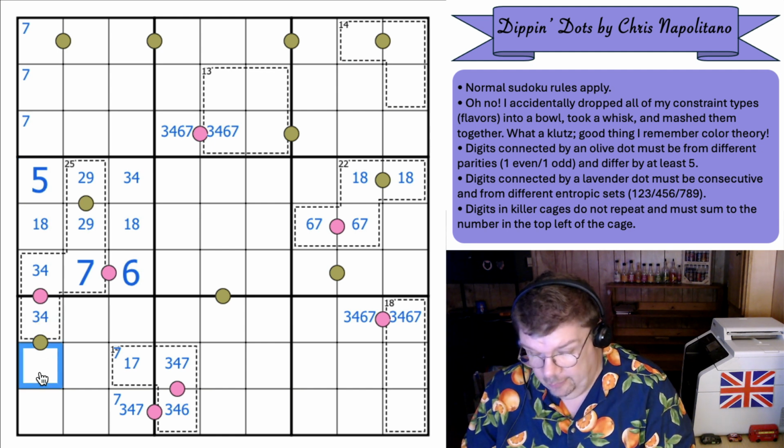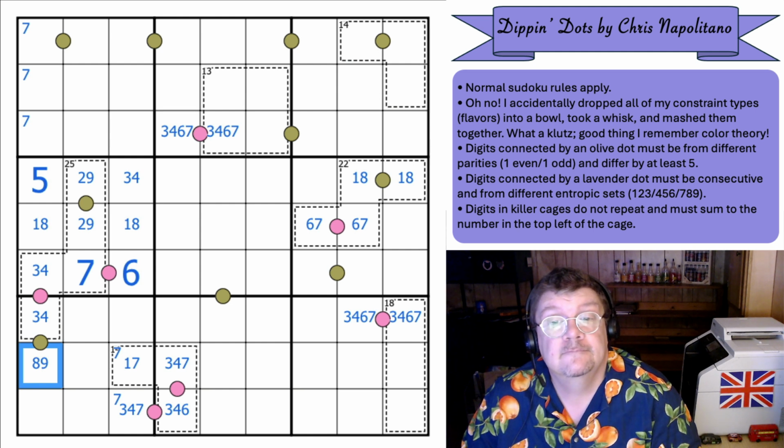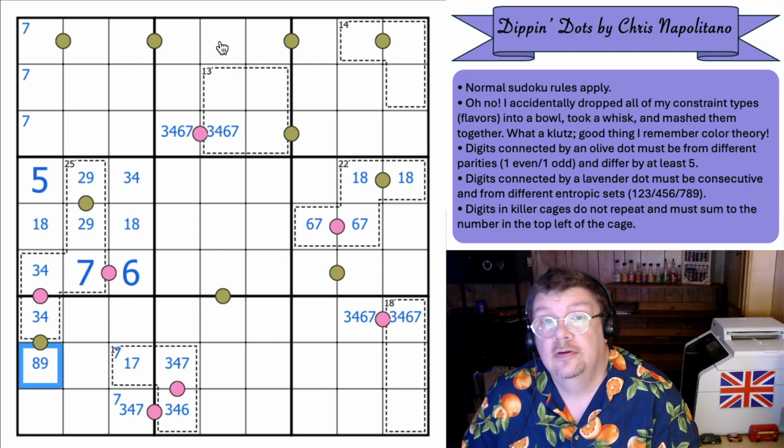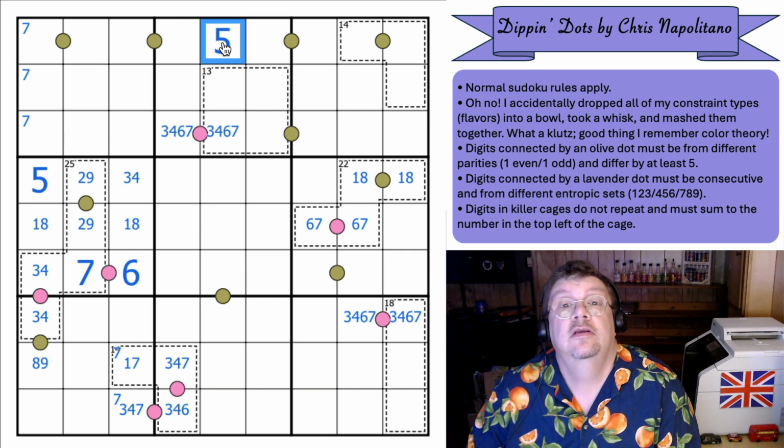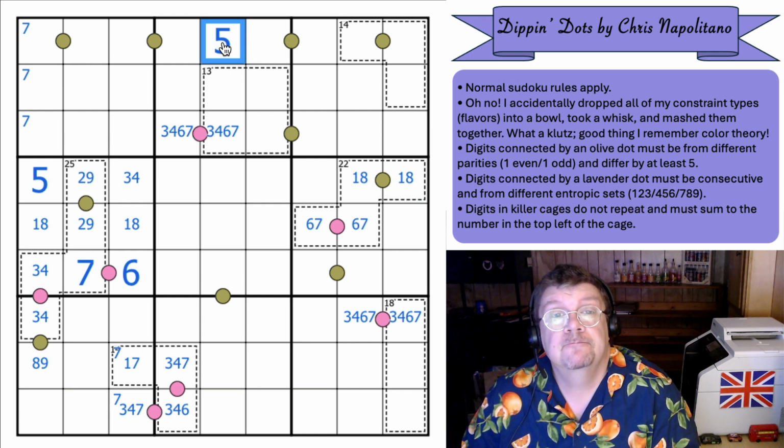3 and 4 has to go with 8 and 9 in order to be at least 5 away. Okay. 5 can't go on an olive dot because there's no digit that's at least 5 away from it. So 5 has to go there.